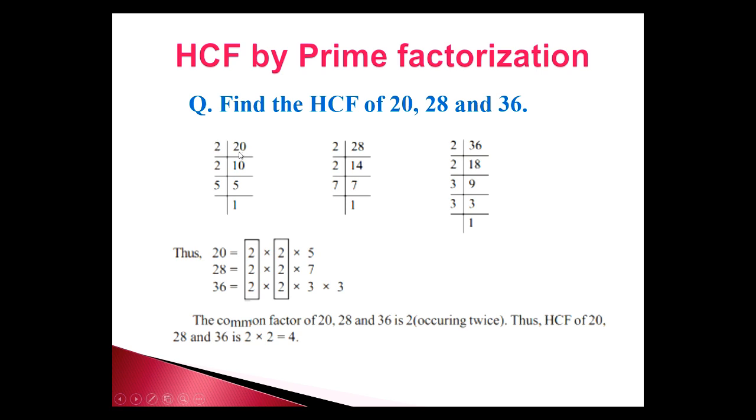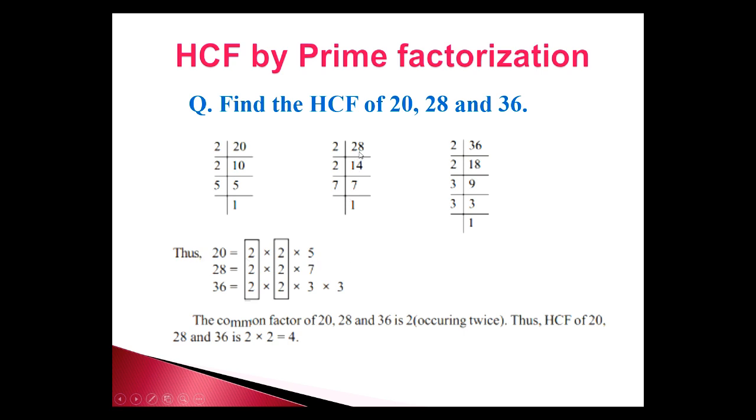Now we will find the prime factors of number 20. We will start dividing the number 20 with the smallest number. The smallest number is 2. 20 divided by 2 equals 10. 10 divided by 2 equals 5. Now 5 is not divisible by 2, so we'll use another number. 5 divided by 5 equals 1. So the prime factors of 20 are 2, 2 and 5, which are also written here.